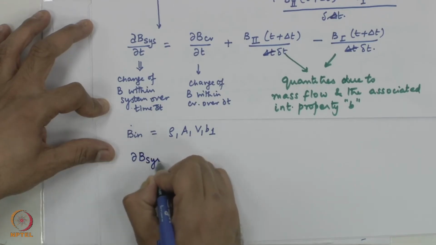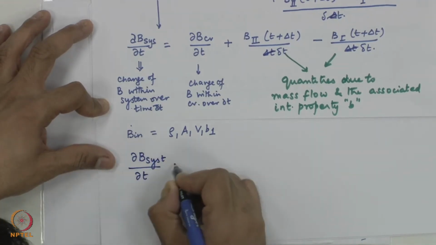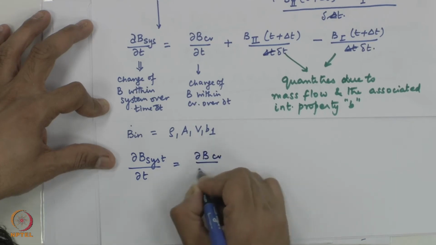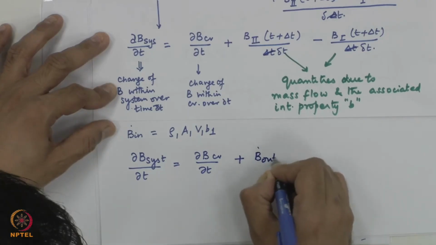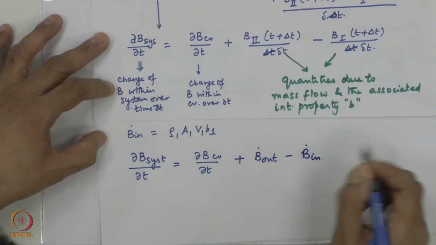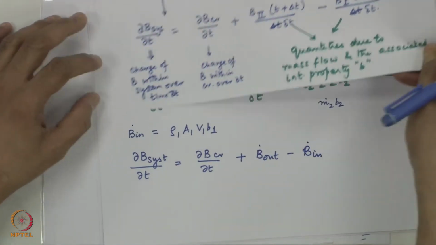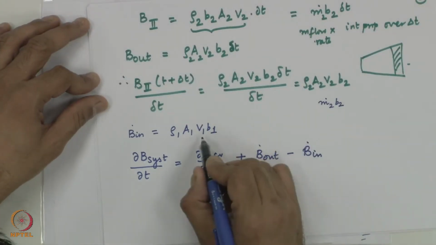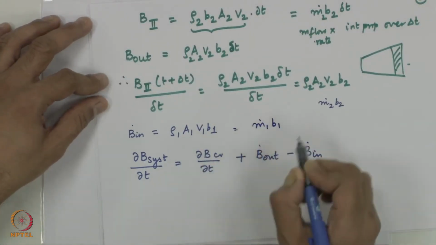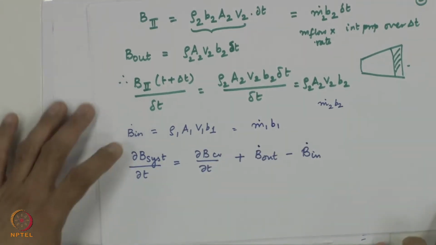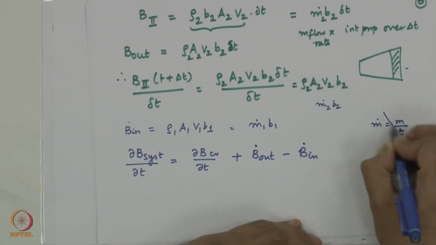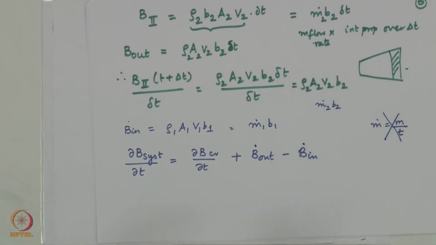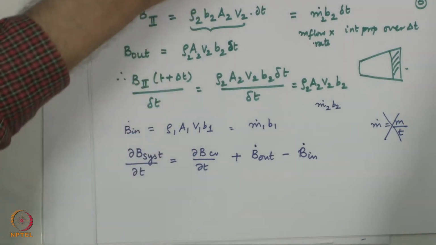dB of the system with respect to dt is equal to dB of the control volume plus B dot out minus B dot in. Mass flow rate m dot 1 b1, that is why these dots are there. Students sometimes say m dot is m by t. This is absolutely incorrect. Mass flow rate is not mass of the system divided by change in time. It is not that. We showed it here also.